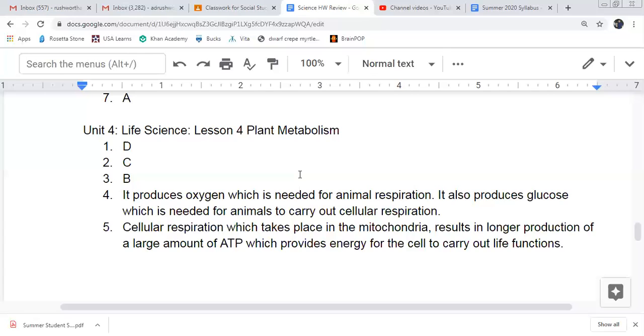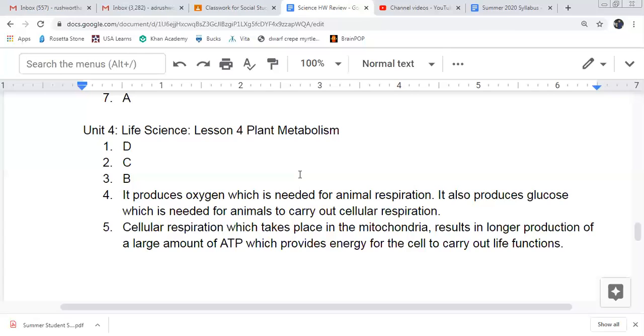Number 5. Mitochondria are often referred to as the powerhouse of cells. How does cellular respiration explain why they are given this name? Basically, cellular respiration, which takes place in the mitochondria, results in the production of a large amount of ATP, which provides energy for the cell to carry out life functions. So remember that the ATP is related directly to photosynthesis. ATP is a molecule that all cells can easily use as energy for life functions.